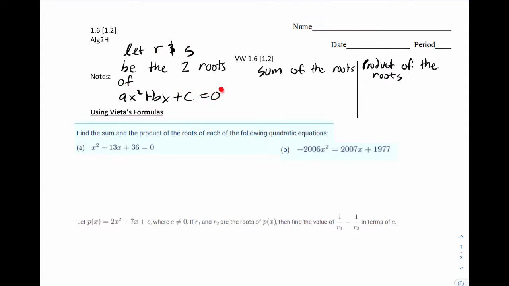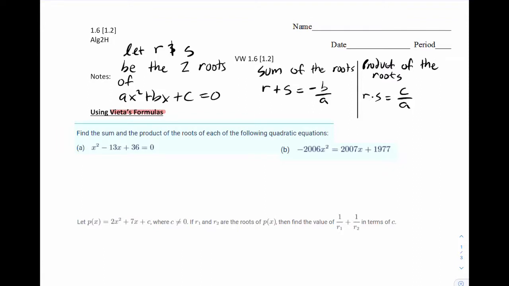Here's our standard quadratic equation. So in class we proved that if you add the roots, r plus s, you get negative b over a. And when you multiply them, r times s, you get c over a. So in this video, we're going to work on how to use those things and what they're called. So you want to highlight this. They're called Vieta's formulas. And they're very, very handy.